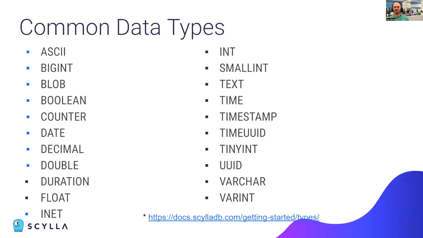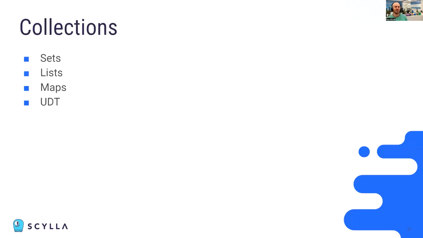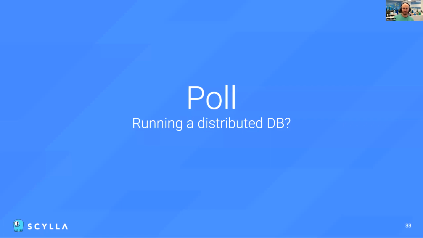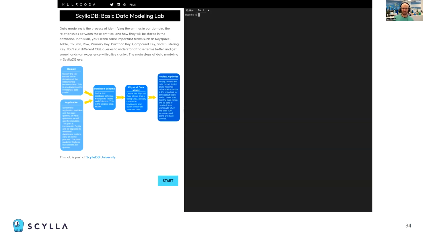Some common data types, I won't go over all of these, but like you might expect, these are the common data types that you can use with Cassandra and with ScyllaDB. You can also use collections, if that makes sense for your application: sets, lists, maps, and user-defined types. Each one has its pros and cons, but it's a bit out of scope. You can learn more about it on Scylla University or in the documentation. The partition key and the way data is partitioned is something I already showed you. Let's skip this because I have a lot I want to cover.